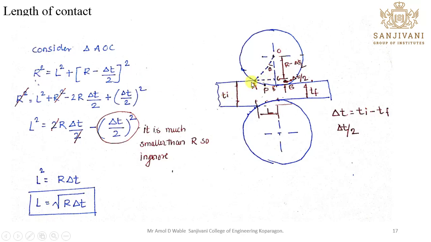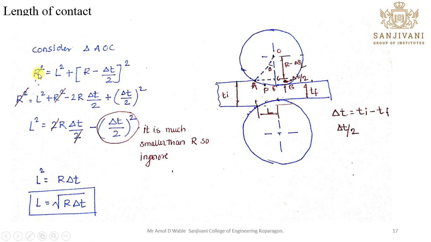AC is the length of contact, which is defined as L square. And OC will be obtained by OB minus CB. What is OB? OB is the capital R, the radius of the roller, and CB is delta T by 2. So if you subtract delta T by 2 from R, you get OC. So here we have written the same: (R minus delta T by 2) square.